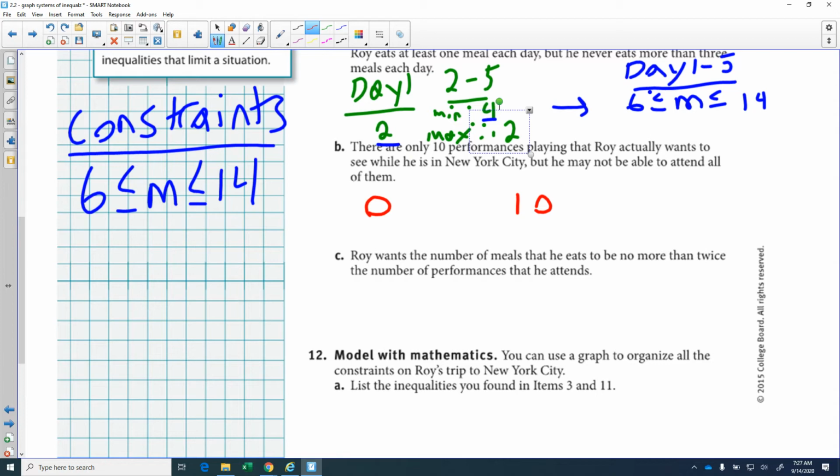Well, how would we create this in a constraint? Well, I would take my value of the tickets. It has to be bigger than or equal to 0 performances seen, but I can't be greater than 10. So what I've done there is I've also created a constraint.